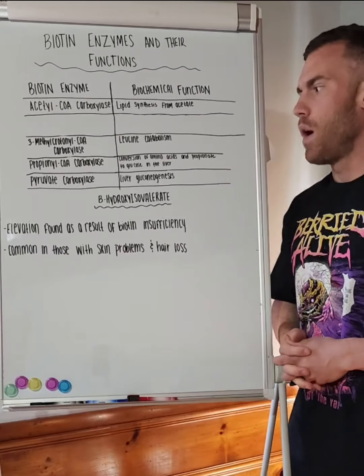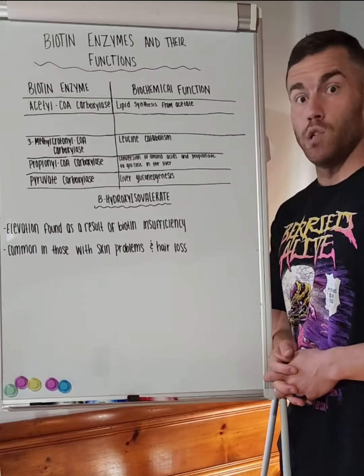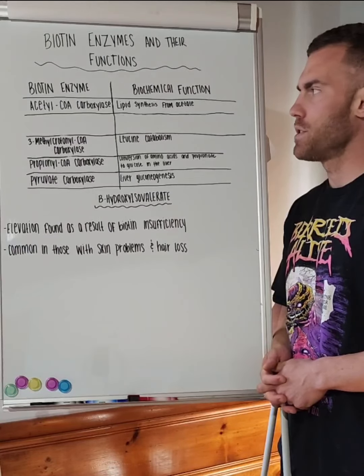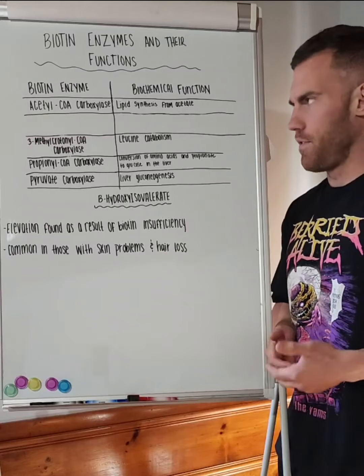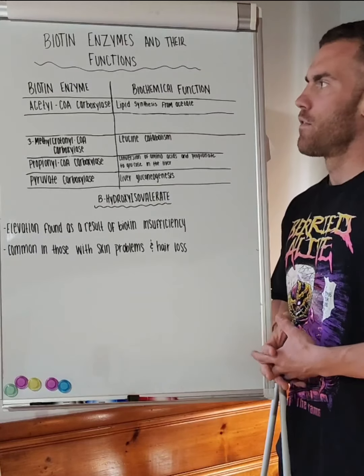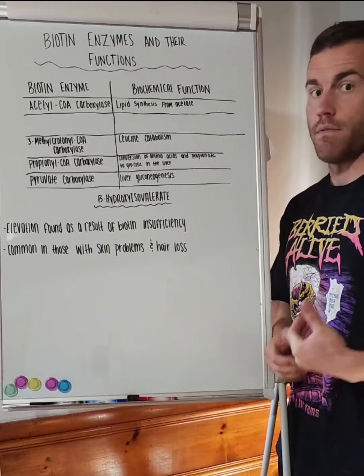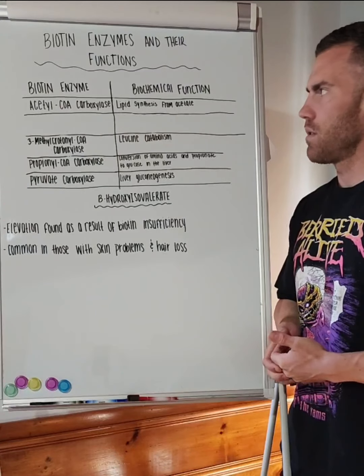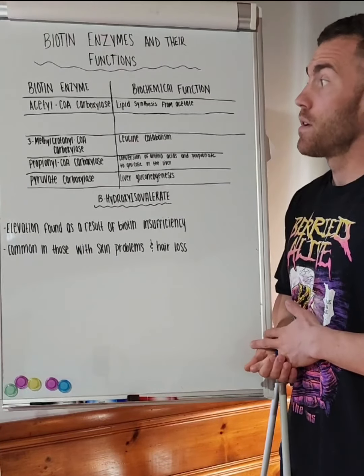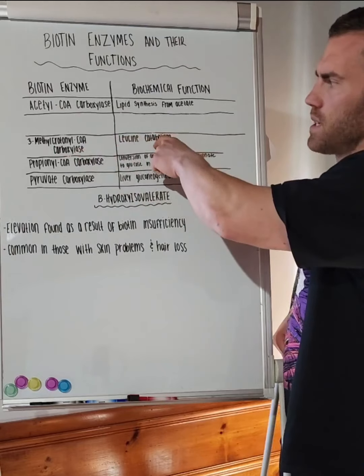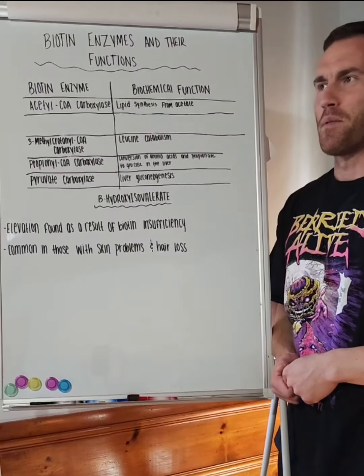First off, what does biotin do? Now we're going to look at some specific biotin enzymes because it has different functions. And these aren't necessarily all of the functions, these are just primary ones. First one is acetyl-CoA carboxylase. So this is going to be involved in lipid synthesis from acetate. So we're thinking fatty acid synthesis or lipid synthesis. So second one, 3-methylcrotonyl-CoA carboxylase, leucine catabolism. So most of you are familiar with leucine.